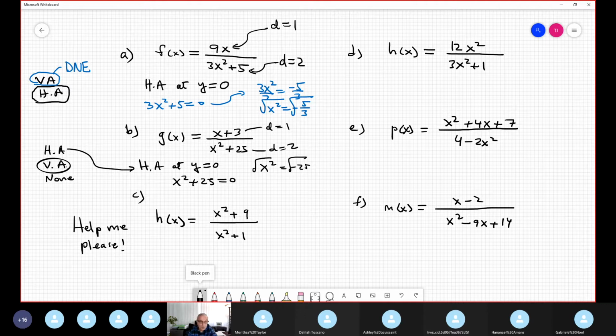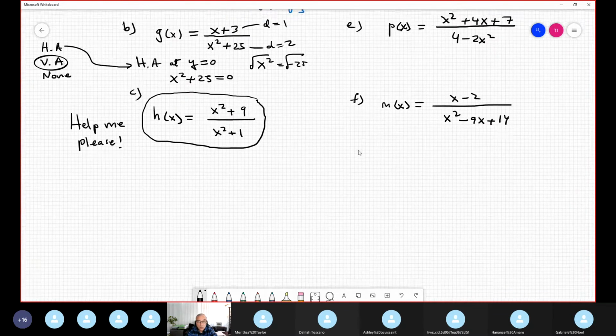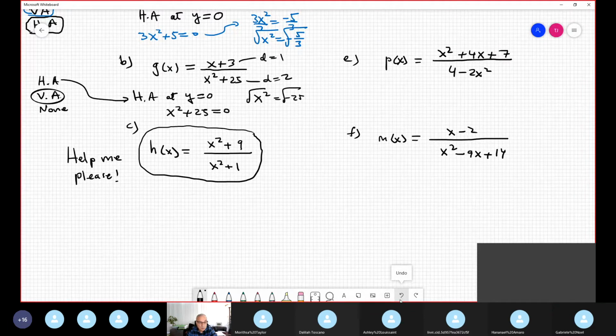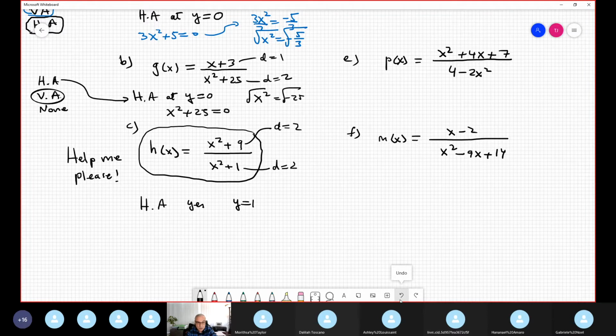Okay. Now, what do you think about C? Let's focus on C. We have horizontal, yes or no? Horizontal, yes. At what value? At 1. Very well. Because it's the same degree. Degree 2, degree 2. Same degree, divide these coefficients, so it is 1.